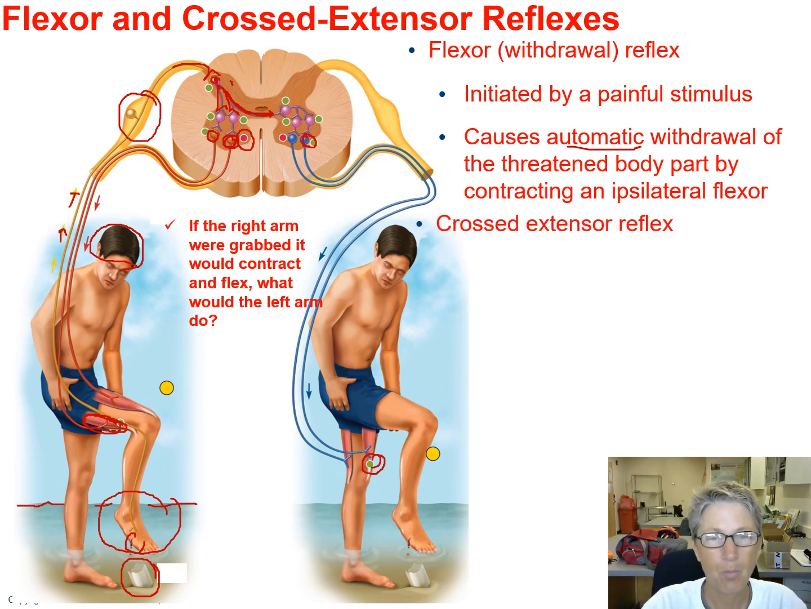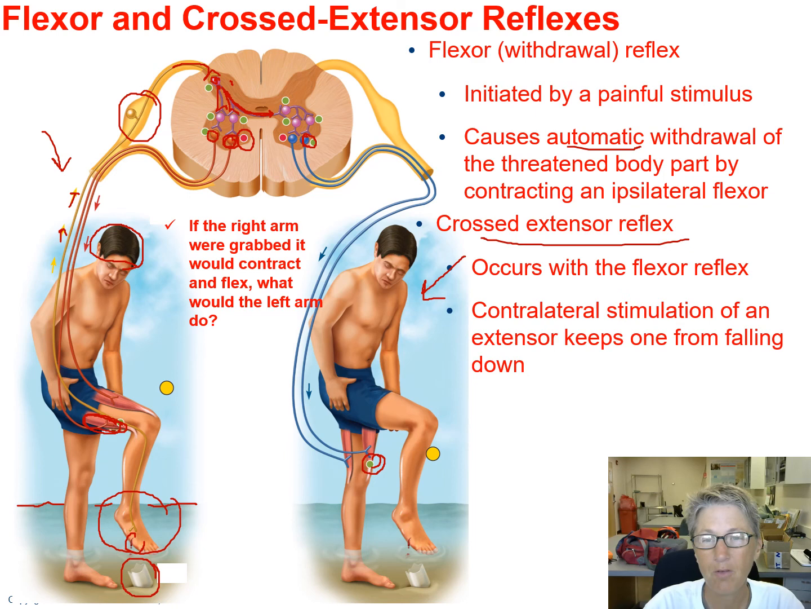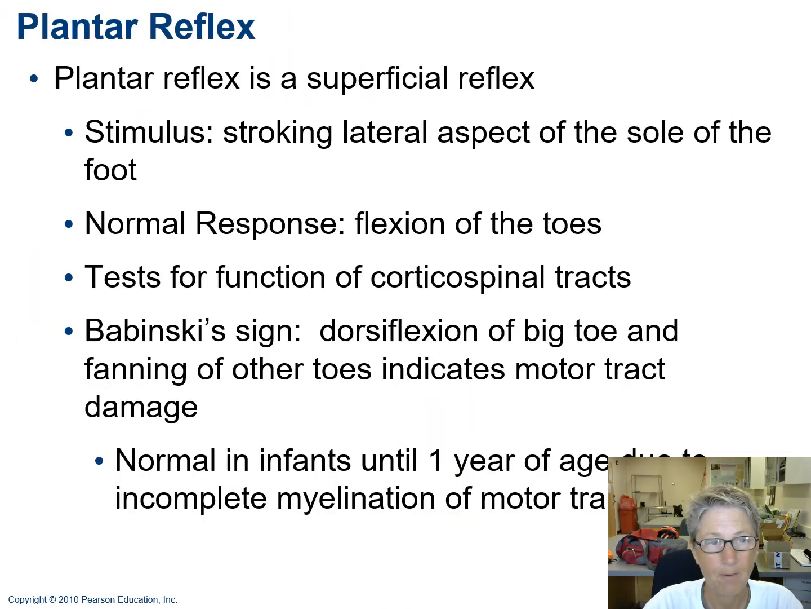So this first part, the left side of the cartoon, is the flexor withdrawal reflex. And then the crossed extensor reflex is this guy on the right side of the cartoon. So the crossed extensor reflex occurs within the flexor reflex, and you get contralateral stimulation. Remember, you crossed over here in the spinal cord, so you'll get contralateral stimulation of an extensor, which keeps you from falling down.